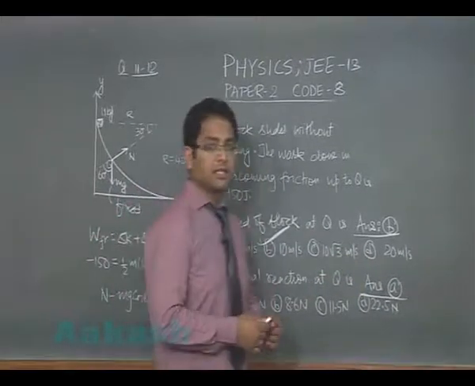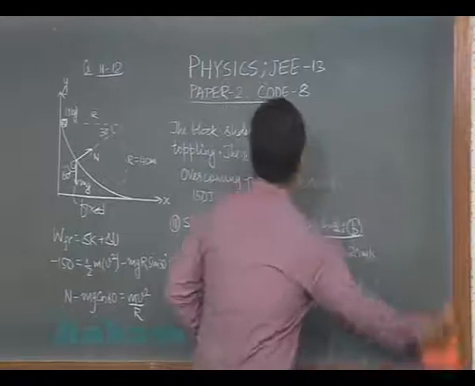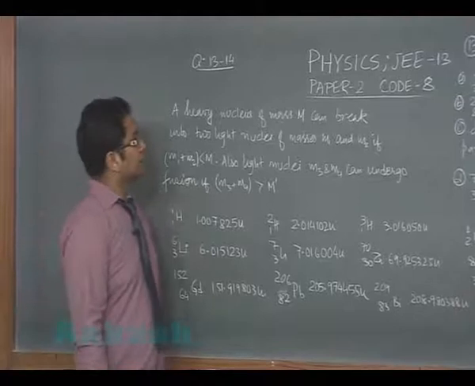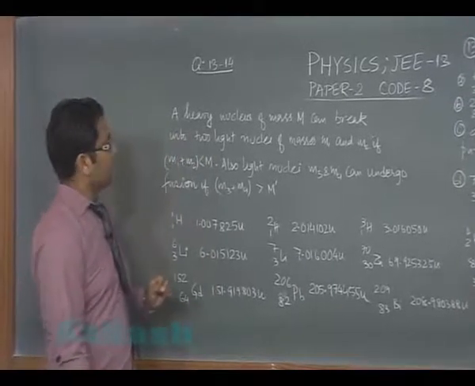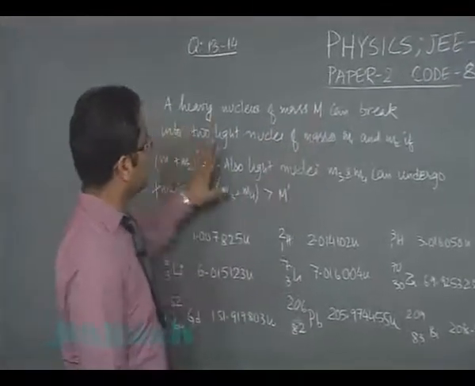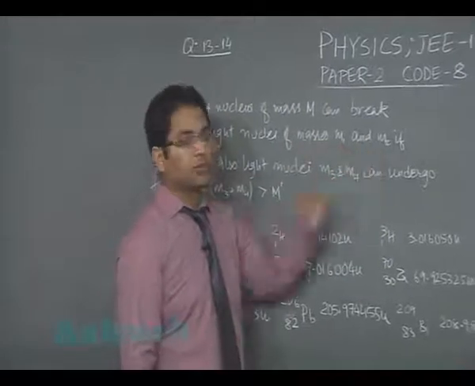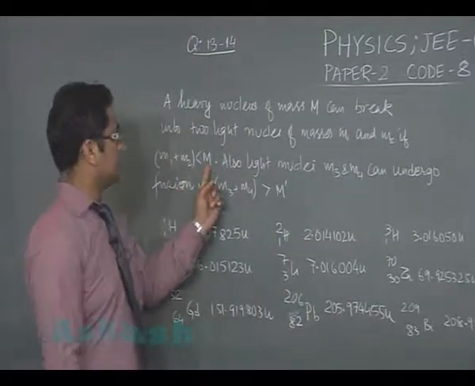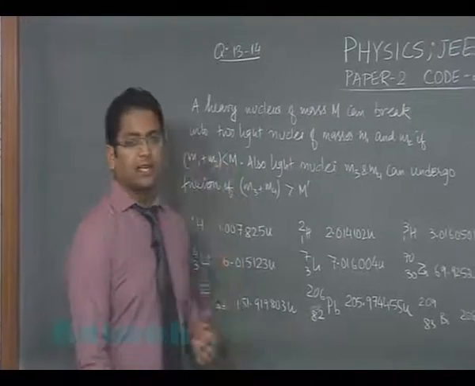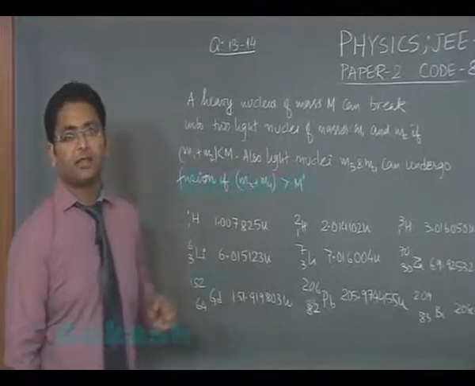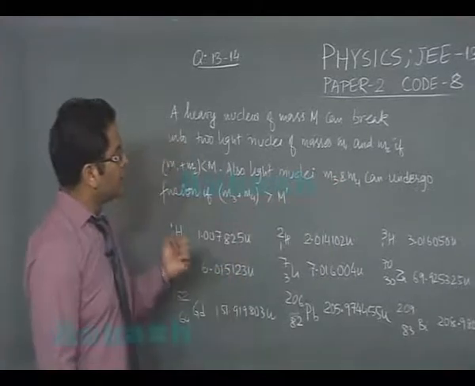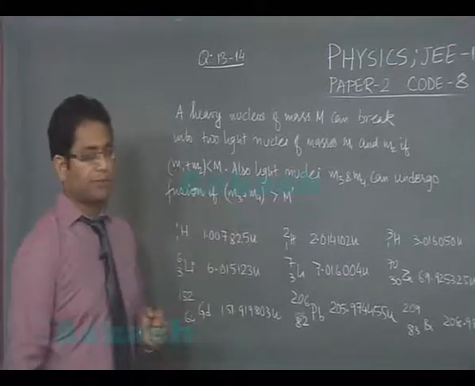Let's continue with question number 13. Alright, now let's go to the next comprehension, and it is from nucleus. A heavy nucleus of mass capital M can break into two light nuclei of masses M1 and M2 if M1 plus M2 is less than capital M. Quite obviously, this is where the initial rest mass energy must be greater than final rest mass energy. And same is the situation when fusion of two light nuclei takes place.